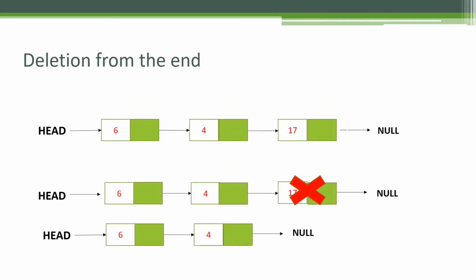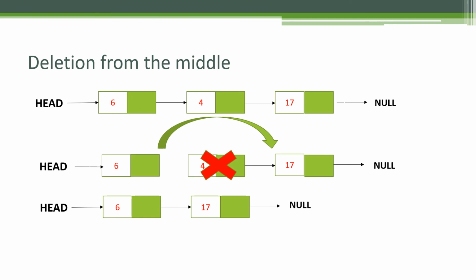For deleting from the end, traverse to the second last element and change its next pointer to null. For deleting from the middle, traverse to the element before the element to be deleted and change the next pointer to exclude the node from the chain. Here we need to exclude the node 4, so we change the next pointer of 6 to point to 17. Hence we can delete this node, that is, the node storing the element 4 can be removed.